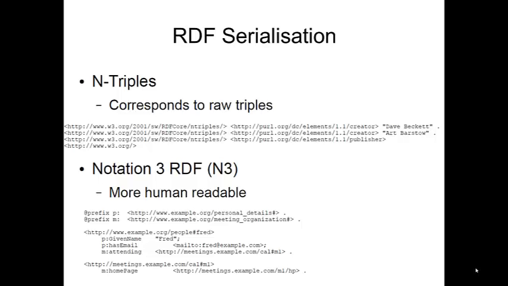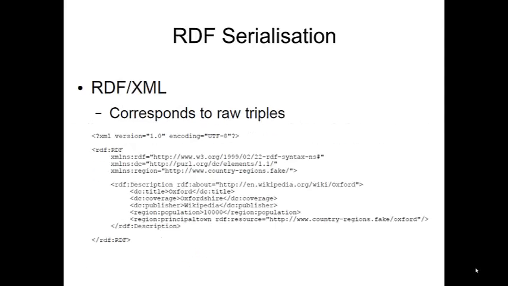Probably not the easiest way of seeing this, but this is basically how it writes out. Here's another example in RDF XML. So XML you're familiar with. This is just an XML file, and in this case, it contains RDF triples.